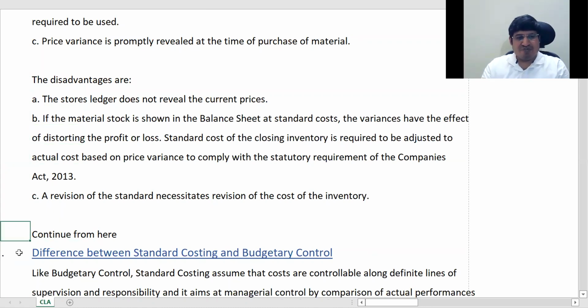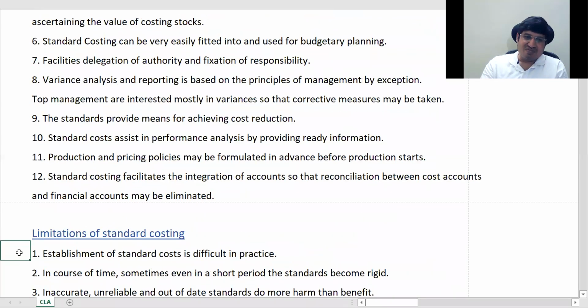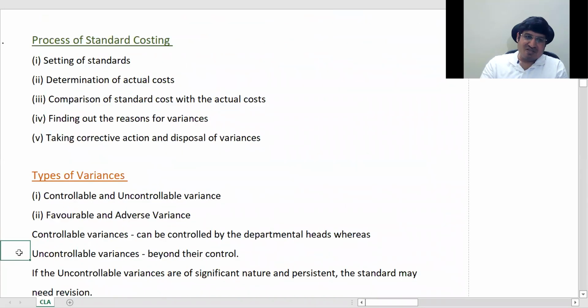Okay. So now we are going to the next part, which is called variance analysis. Now this is the process of standard costing. A little bit of theory will be completed tomorrow. So this is the process of standard costing. How does standard costing work?